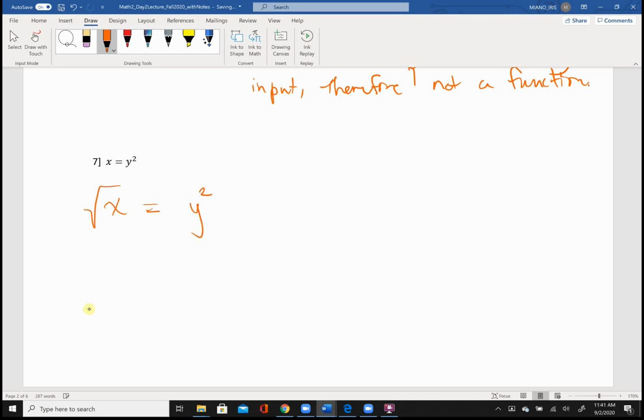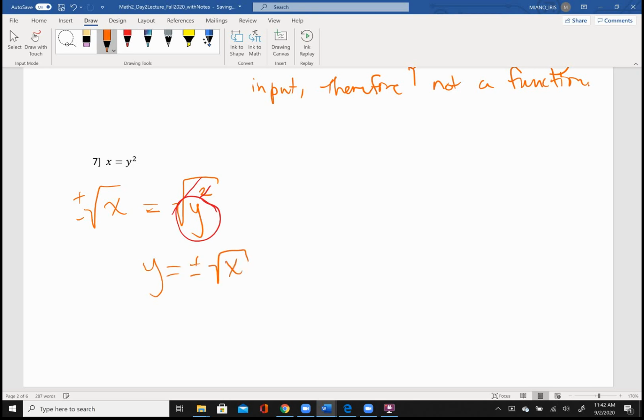Take the square root of both sides, and you need to do the plus or minus square root on this side. In the event that the square root cancels with the squaring, which is the whole purpose of taking the square root of both sides, then those are going to cancel out and you'll just be left with y. So essentially what's happening here is you have y equals plus or minus the square root of x.